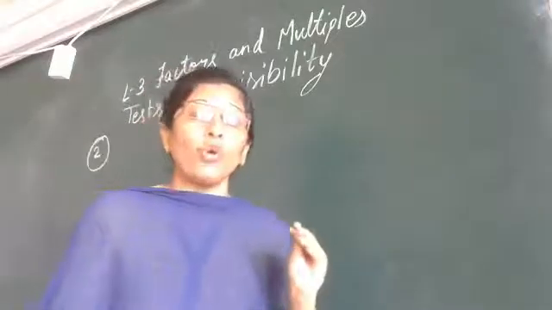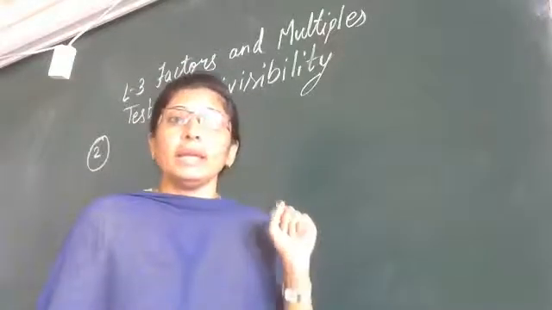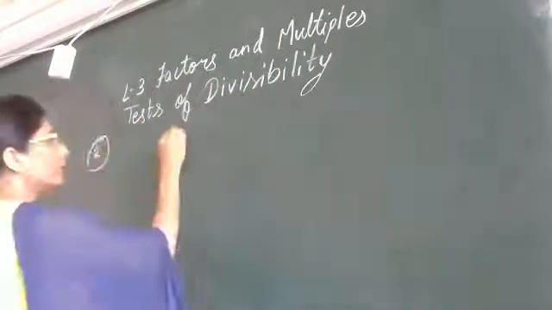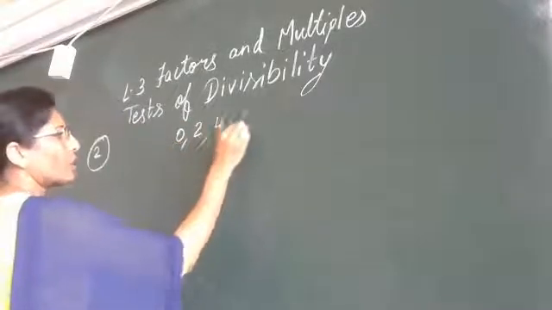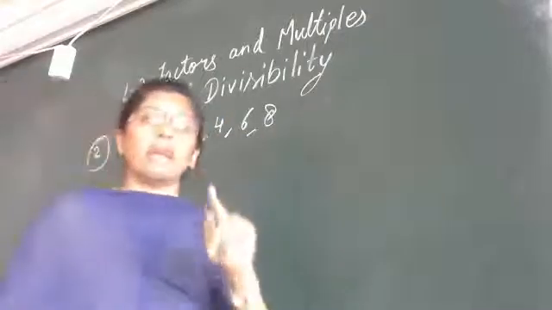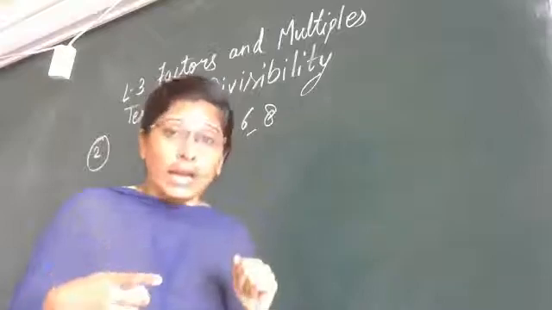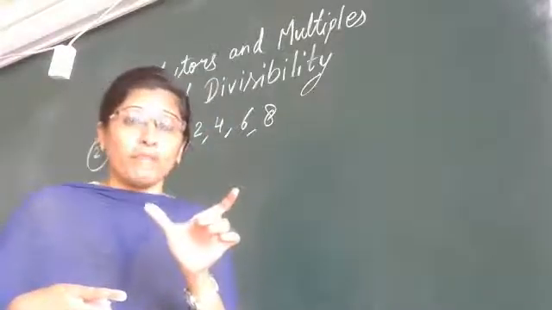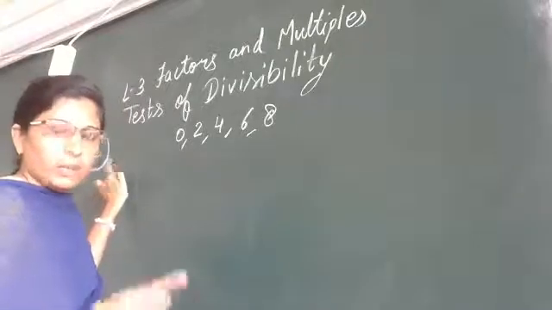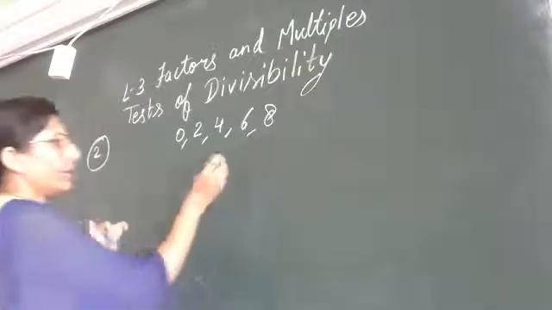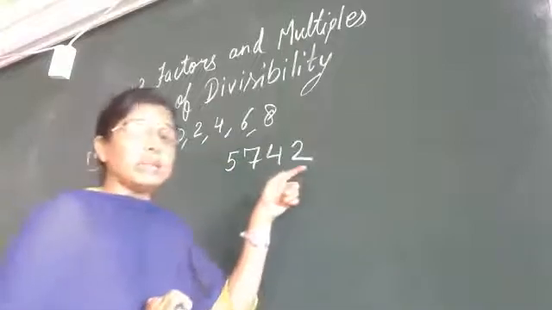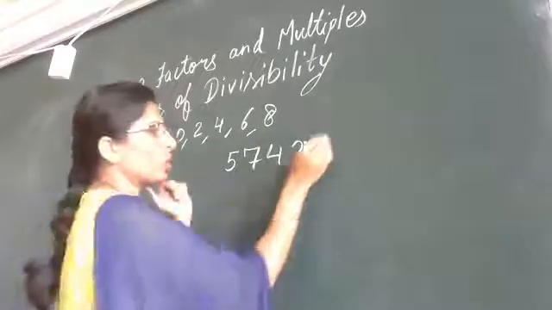Now, the divisibility rule for 2 is, whenever any number is given and in its ones place, if 0, 2, 4, 6, 8, if these digits are there in the ones place, directly we can tell that that large number will be divisible by 2. Understood? I'll take one example. 5742. Now, which number is there in the ones place? 2.